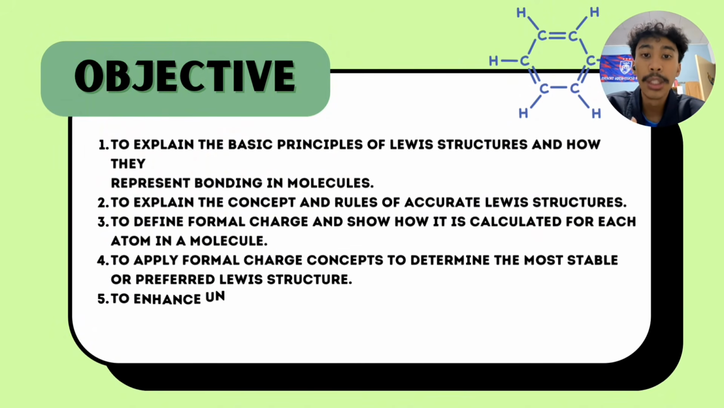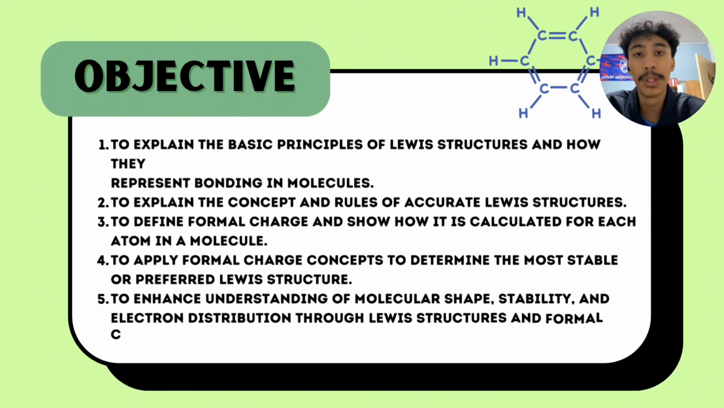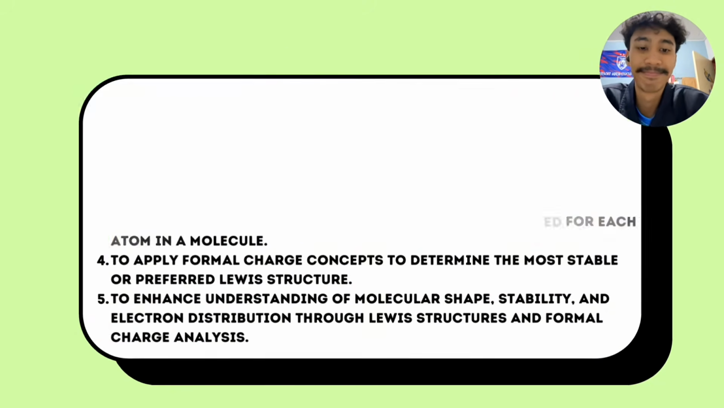Number 3, to define formal charge and how it is calculated for each atom in a molecule. Number 4, to apply the formal charge concept to determine the most stable or preferred Lewis structure. Number 5, to enhance understanding of molecular shape, stability, and electron distribution through Lewis structures and formal charge analysis.